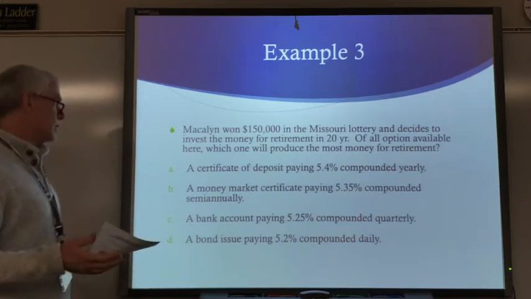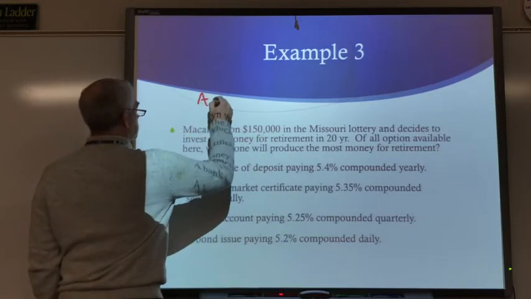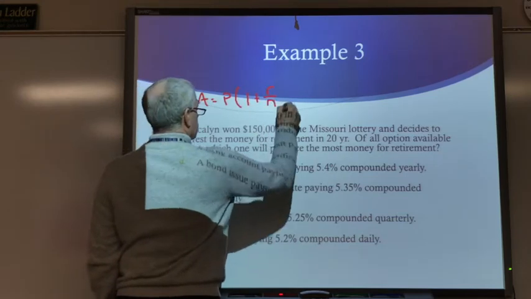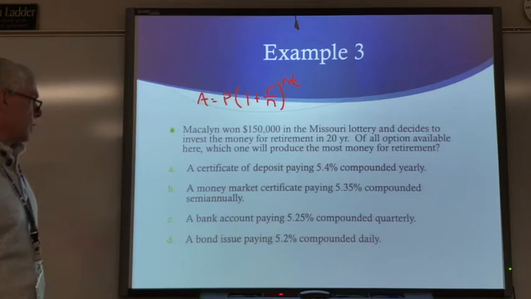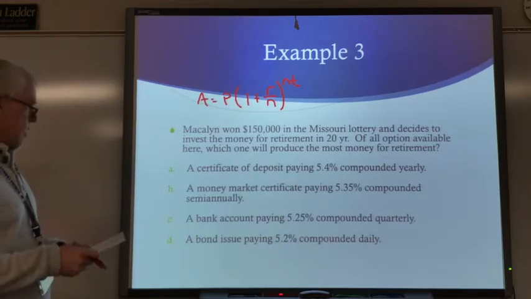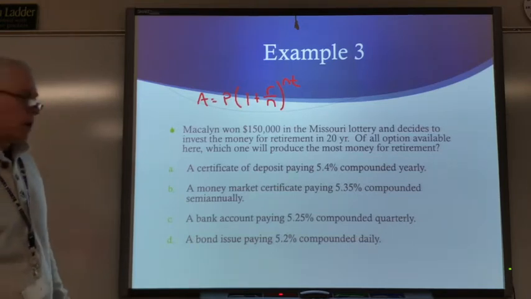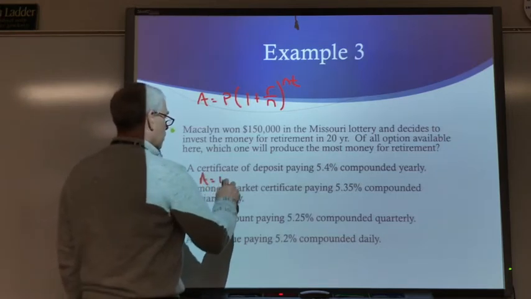Okay, so I just need to take that formula. Let's just remind ourselves what that formula is here. Okay, and I'm gonna go ahead and put it in there. So for A, a certificate of deposit paying 5.4% compounded yearly. Okay, so we've got 150,000.